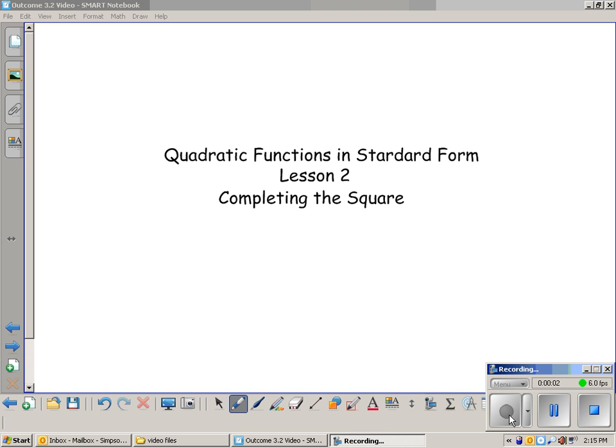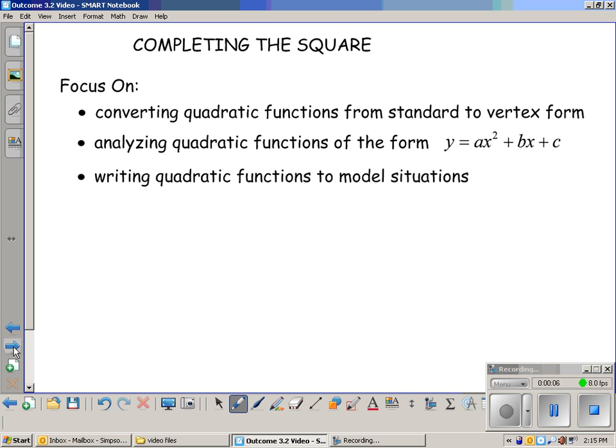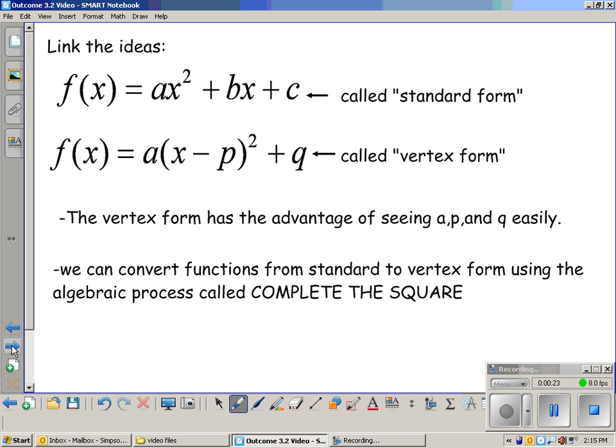Quadratic Functions in Standard Form, Lesson 2, Completing the Square. This lesson will focus on converting quadratic functions from standard form to vertex form, and analyzing quadratic functions of the form y equals ax squared plus bx plus c, and writing quadratic functions to model situations.